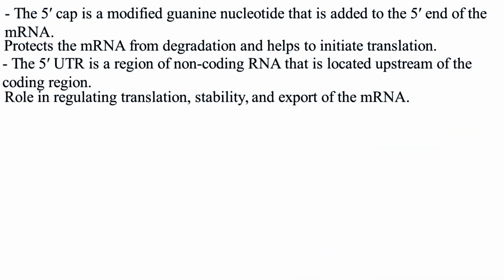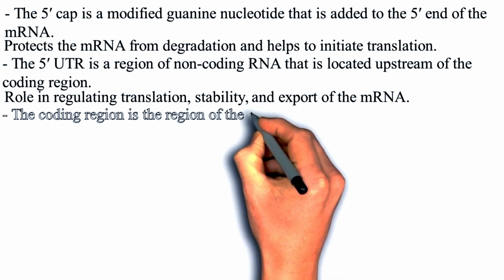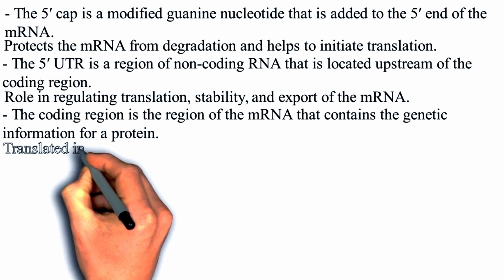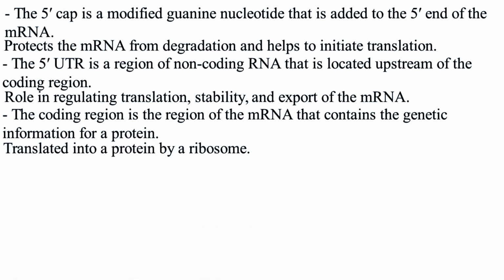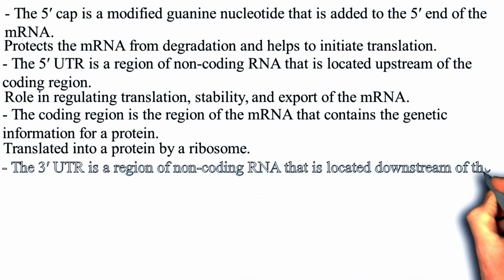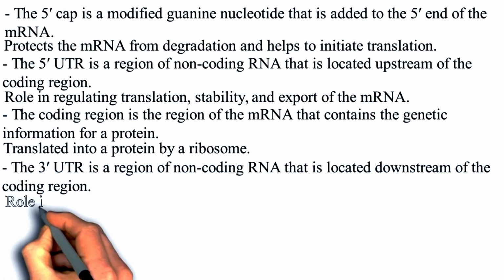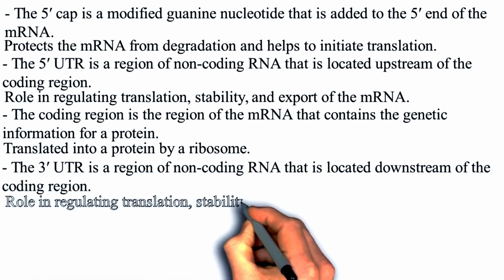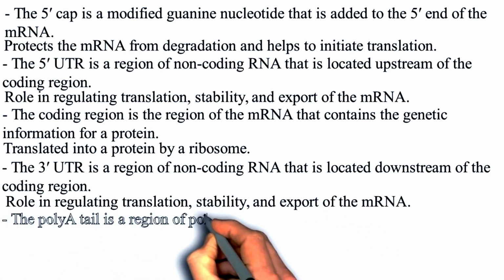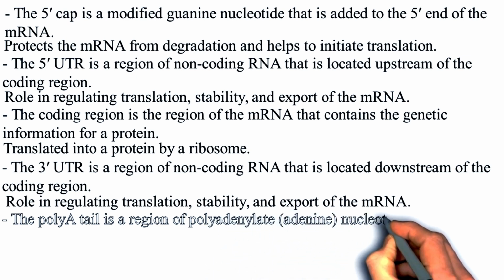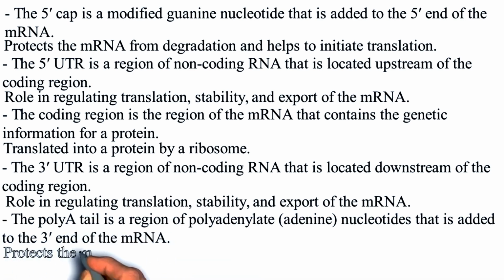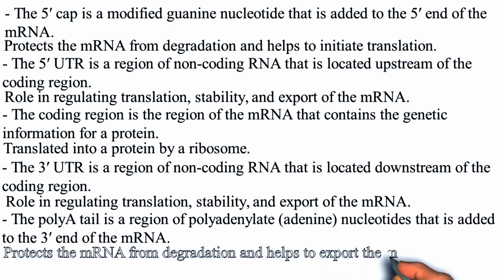The coding region is the region of the mRNA that contains the genetic information for a protein. It is translated into a protein by a ribosome. The 3' UTR is a region of non-coding RNA that is located downstream of the coding region. It can play a role in regulating translation, stability, and export of the mRNA. The poly-A tail is a region of polyadenylate, or adenine nucleotides, that is added to the 3' end of the mRNA. It protects the mRNA from degradation and helps to export the mRNA from the nucleus.